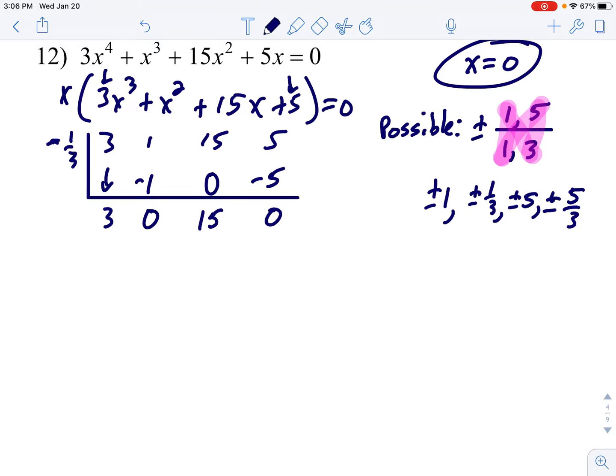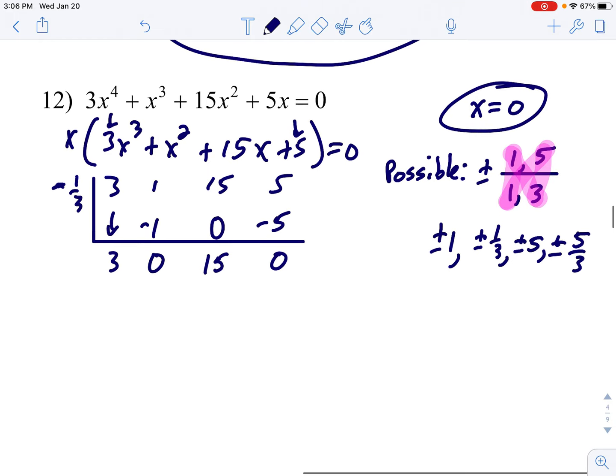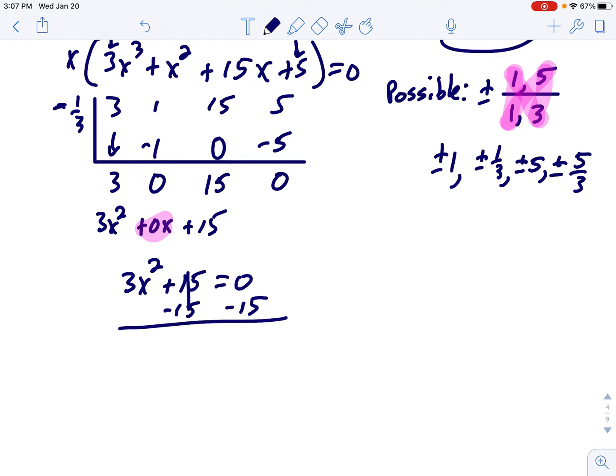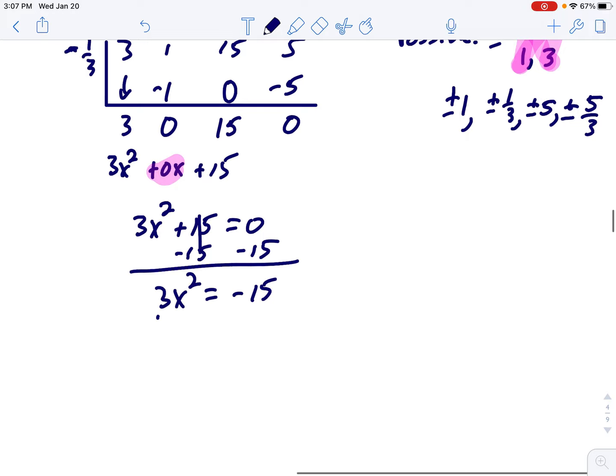That means we've got to do the same thing we did in the last problem, where this is 3x squared plus 0x plus 15. But remember, the 0x doesn't really matter. So you just have 3x squared plus 15 equals 0. Now we'll go ahead and solve this. I'll subtract 15: 3x squared equals negative 15. Divide both sides by 3. x squared equals negative 5.